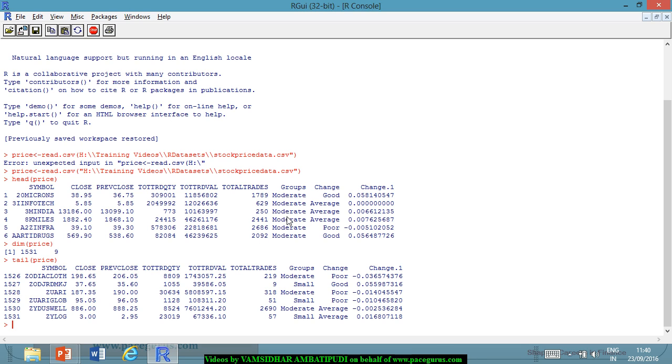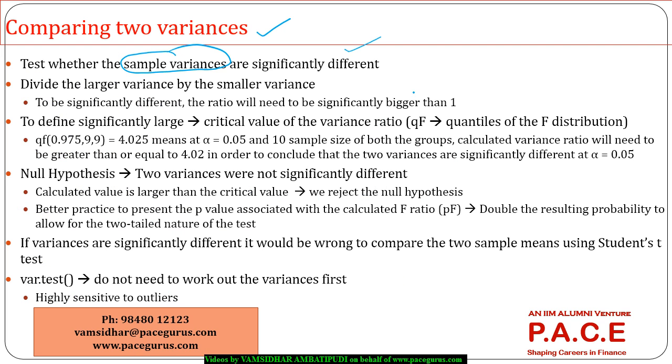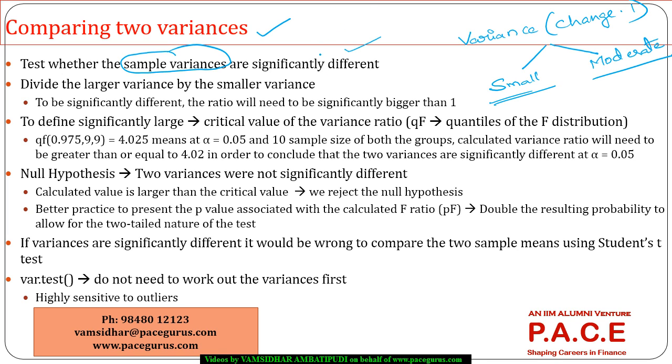So what I really want to see is, now that we are seeing some moderate and some small, whether the variance of the change in price is uniform across the two groups. One is a small group, the other one is a moderate group. So I really want to see, is the variance across these two groups significantly different, or is it more or less the same? So normally speaking, I will divide the larger variance by the smaller variance.